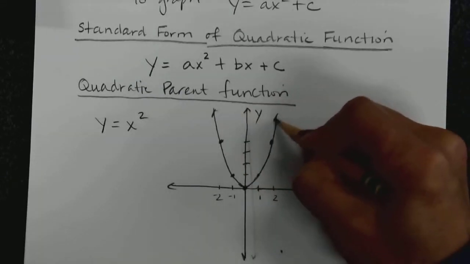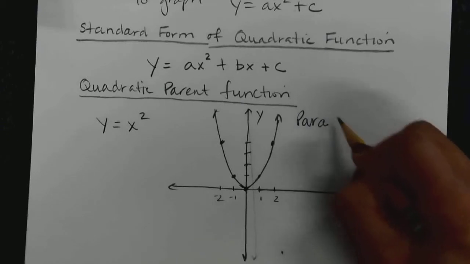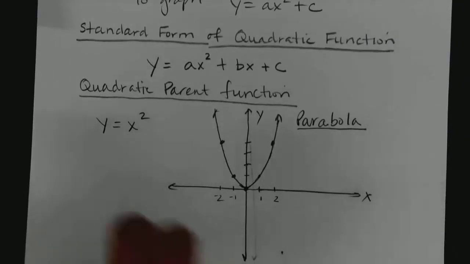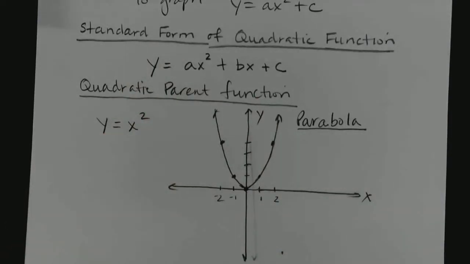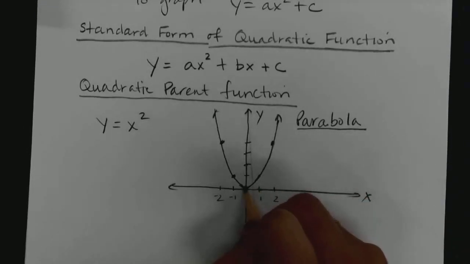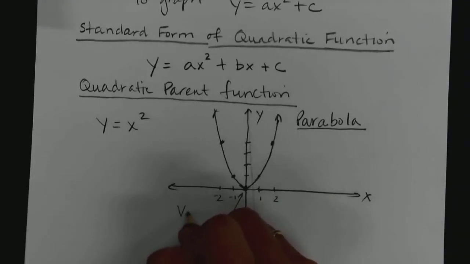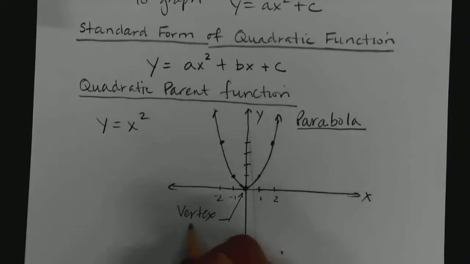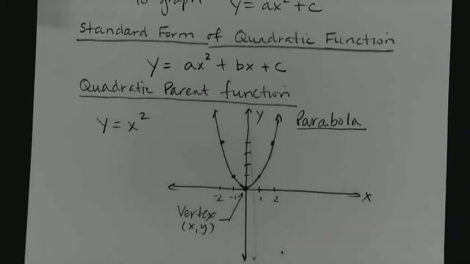So this graph is called P-A-R-A-B-O-L-A, parabola. Okay? This is the name of the graph. So every quadratic function makes a parabola. Now we're going to explore. This point right here, I think I went over this before, is called the vertex. And the vertex is a point. When I ask for the vertex, you've got to give me an ordered pair.